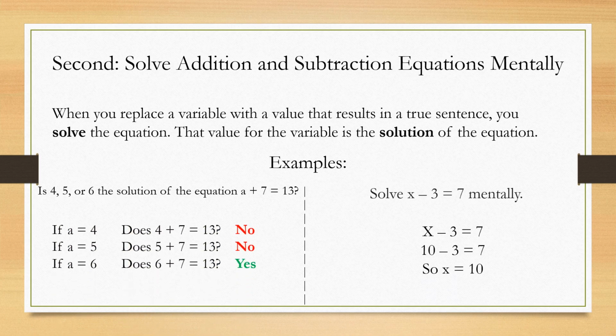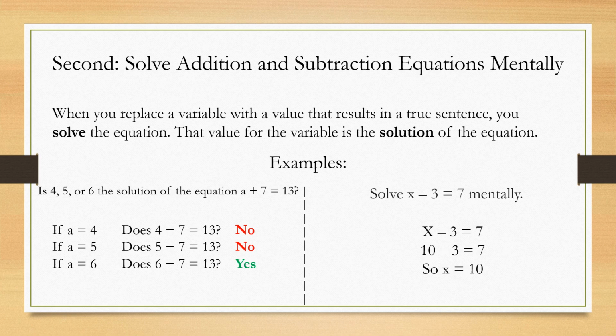The first example: is 4, 5, or 6 the solution of the equation a plus 7 equals 13? Let's test. If a equals 4, does 4 plus 7 equal 13? No, because 4 plus 7 equals 11, not 13. Let's take the second value and replace the variable with this value. If a equals 5, does 5 plus 7 equal 13? No, because 5 plus 7 equals 12.